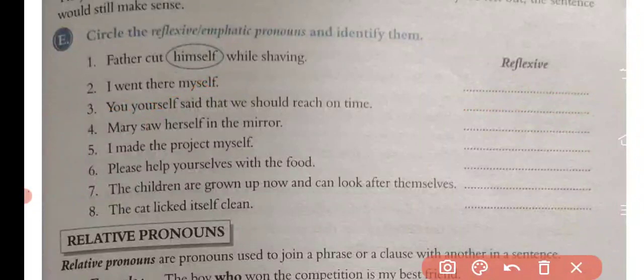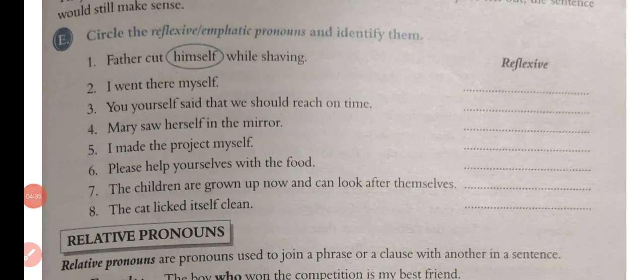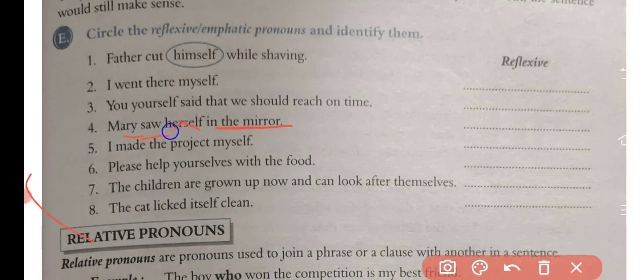The fourth is: Mary saw herself in the mirror. Now, if we remove this herself from here, Mary saw in the mirror. So it is still giving the sense. So this is emphatic, and you have to write down emphatic.